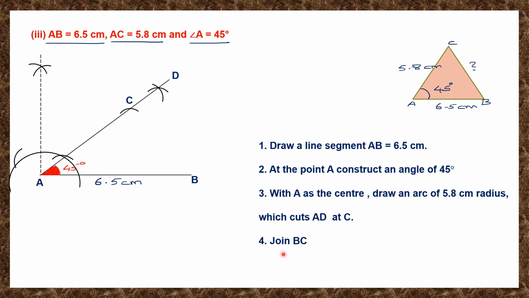Now we have to join BC. Join BC, you've got a triangle. So let's name it all, let's measure it all. AB in the figure 6.5 centimeters, 45 degrees at A, and here we have 5.8 centimeters. AC is 5.8 centimeters. So now triangle ABC is the required triangle. So we've got the required triangle here.